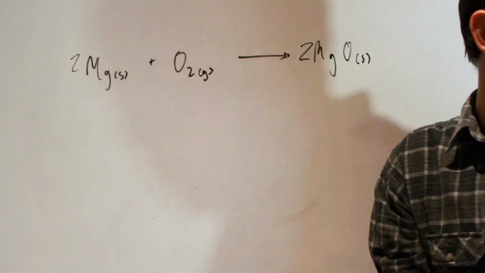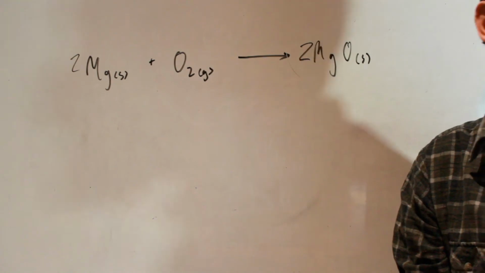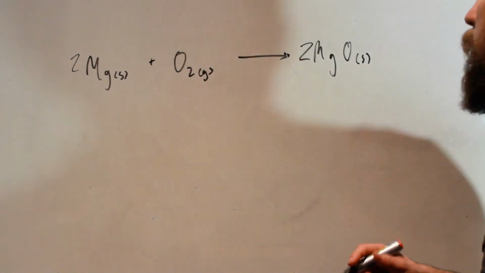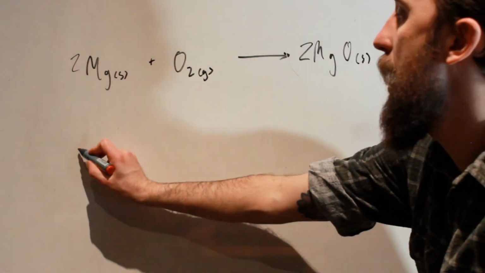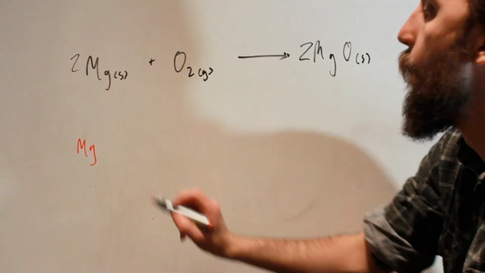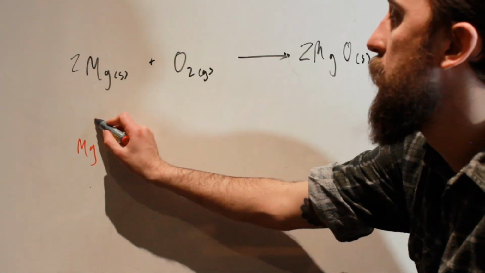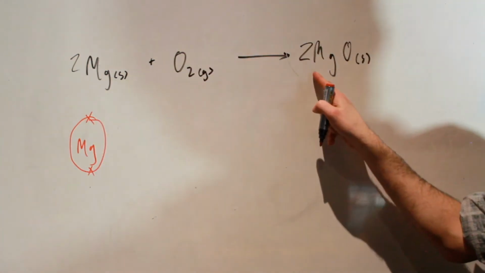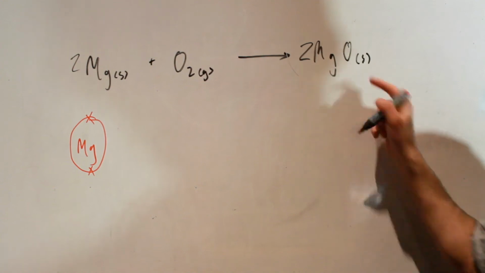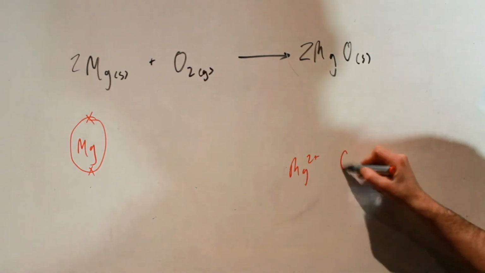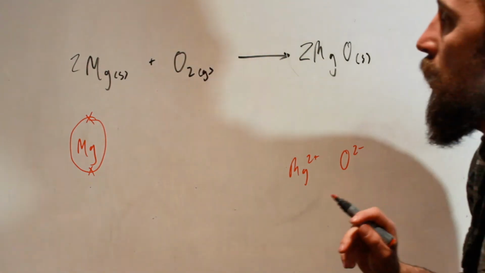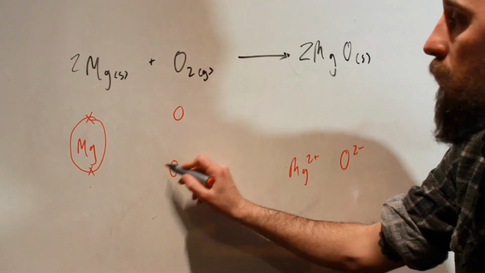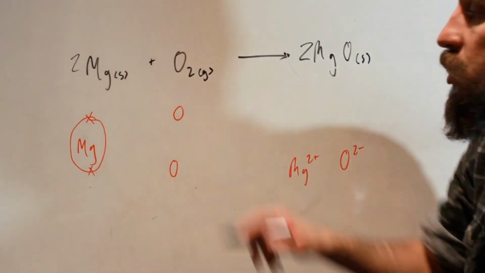Right, so let's consider how the electrons are transferring here when we talk about the idea that oxidation is loss of electrons and reduction is gain of electrons. If we draw a magnesium atom, I have 2 electrons in the valence shell, 1, 2. Over here, we are forming an ionic compound. So we have Mg2+ and O2-. Essentially, the magnesium is losing its 2 electrons to the 2 oxygen atoms.